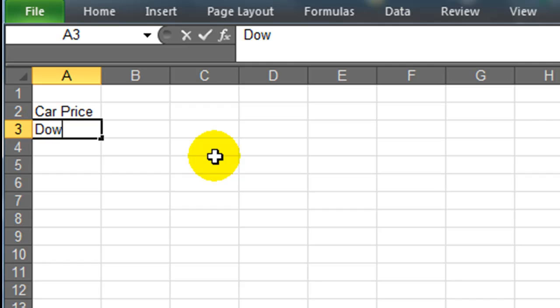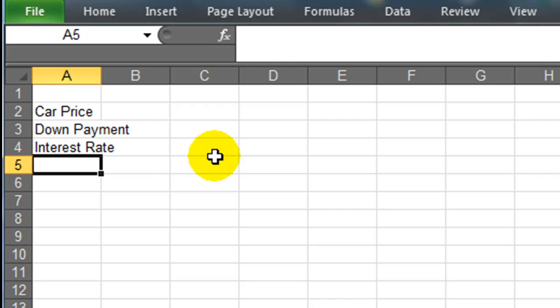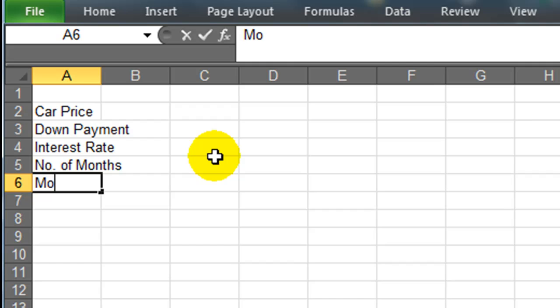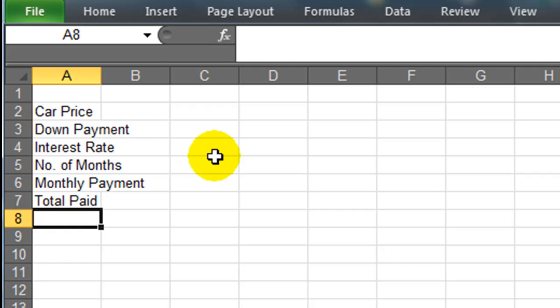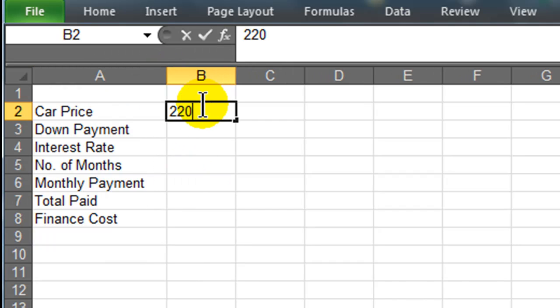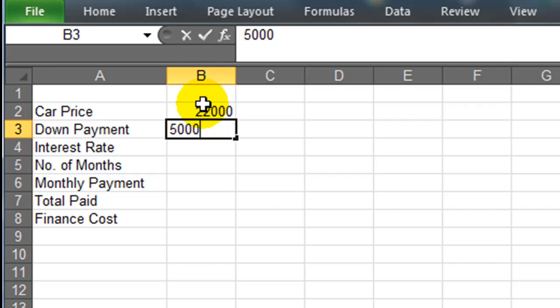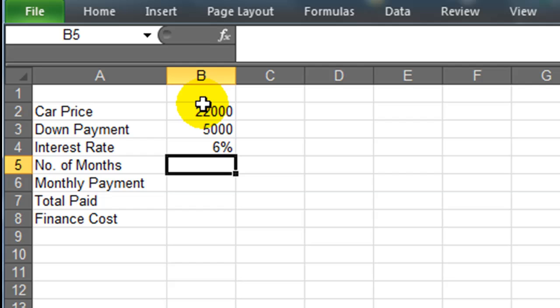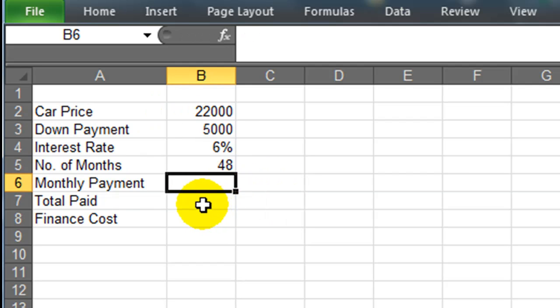Car price, down payment, interest rate, the number of months, monthly payment, total paid, and finance cost. Excellent. Okay, and let's plug in some numbers here. $22,000 for the car price, $5,000 for the down payment, 6% for the interest rate, 48 months for the length of the car loan you might get.